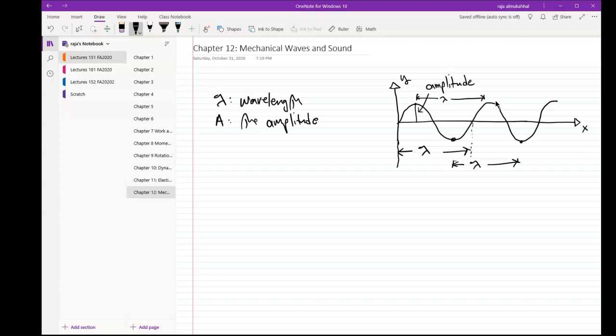And then, as the wave is moving, let's say you are moving a rope up and down, the wave would be, let's assume, moving in this direction. This is the velocity of the wave, the speed of propagation. So here we have v, the speed of propagation.